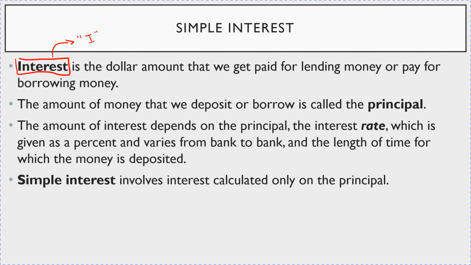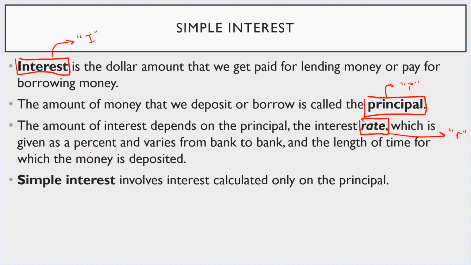The amount of money that we deposit into a bank, that the bank is going to pay us interest on, or the amount of money that we borrow to buy that car, is called the principal. That's going to get the letter P. The amount of interest depends on the principal and the interest rate. The interest rate is going to be given with the letter R in our lectures. It's given as a percentage and varies from bank to bank, and then there's the length of time for which the money is deposited.